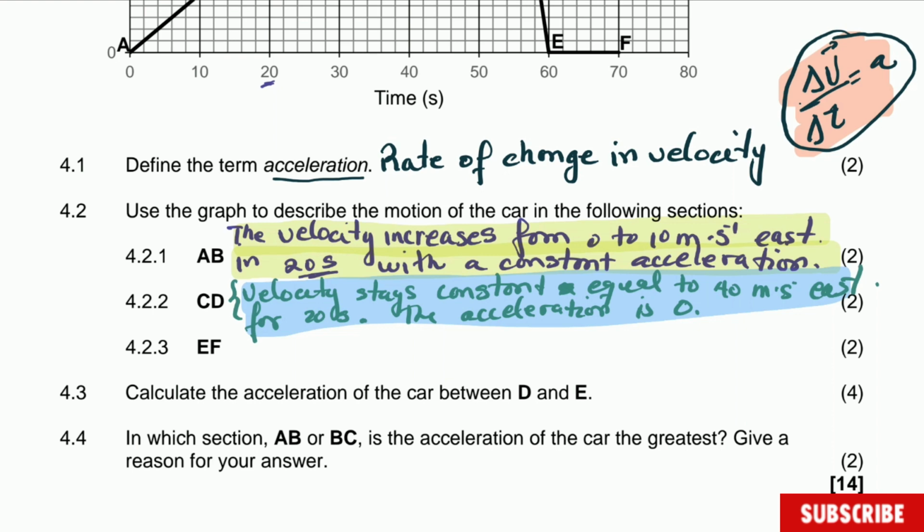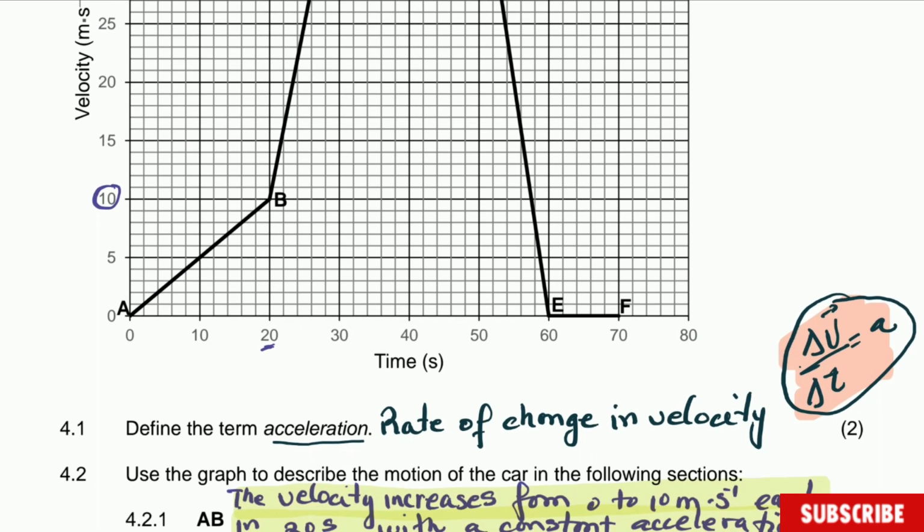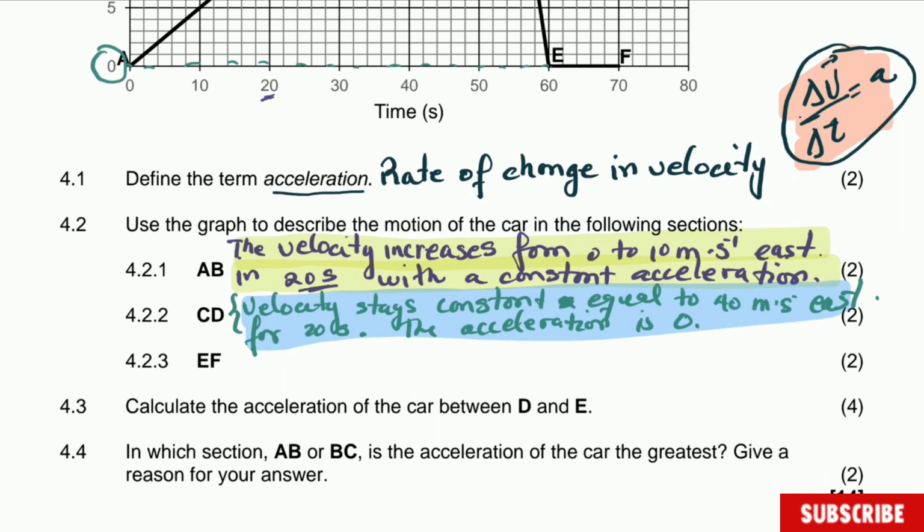The acceleration is 0. Now, EF, what happened from E to F? E to F is right on the x-axis, so the velocity is 0. The object was not moving. So we are going to write: object at rest for 10 seconds. We don't have to speak about acceleration because the object is at rest. And that is, guys, the explanations you have to give here.